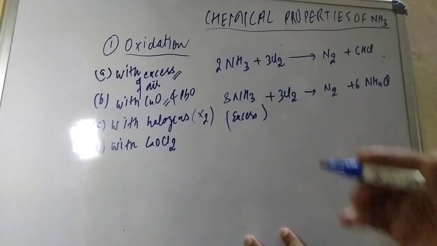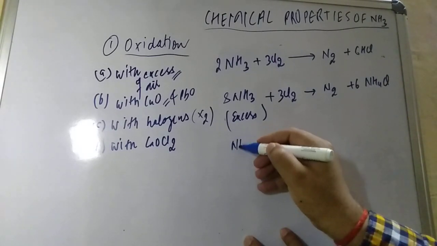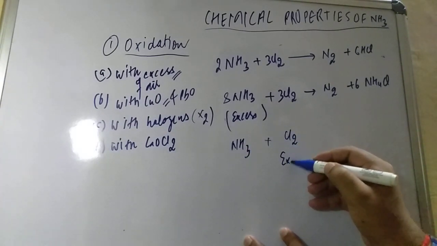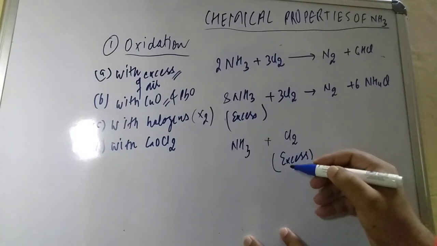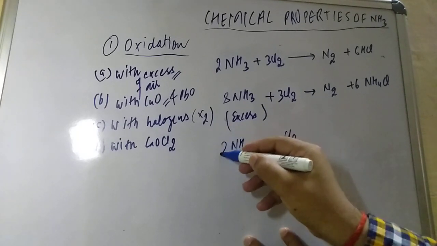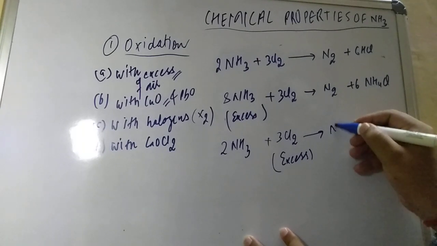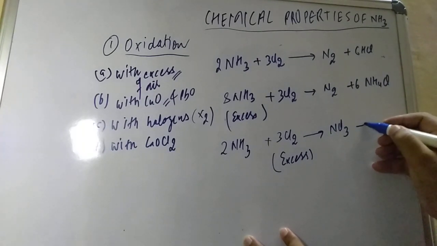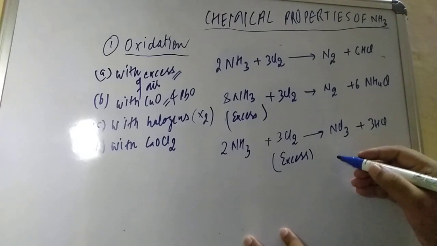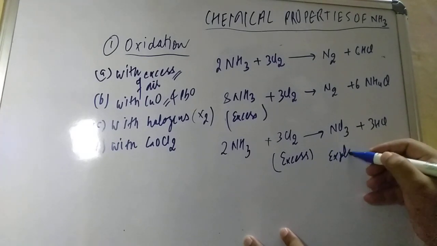Now suppose you are taking excess chlorine in the same case. Here we are taking NH3, but in this case Cl2 is in excess. So here it is 2 and here it is 3, and it gives NCl3 plus 3HCl, and this is nitrogen trichloride. This is explosive.